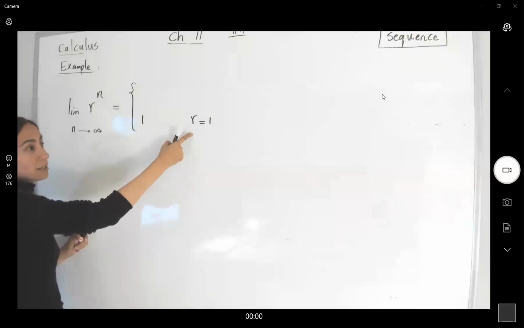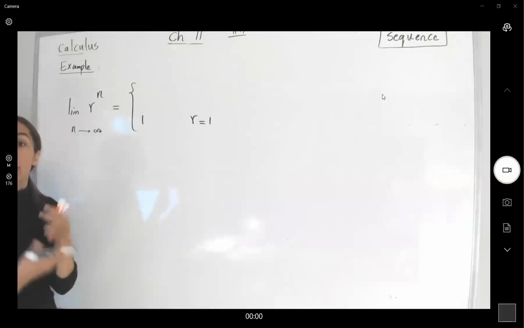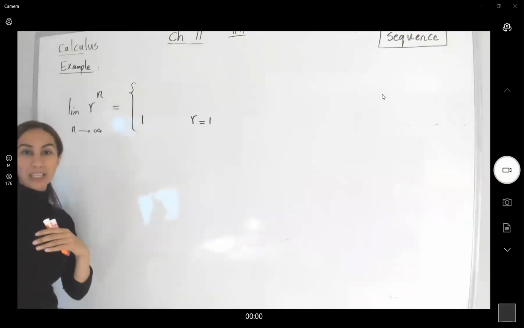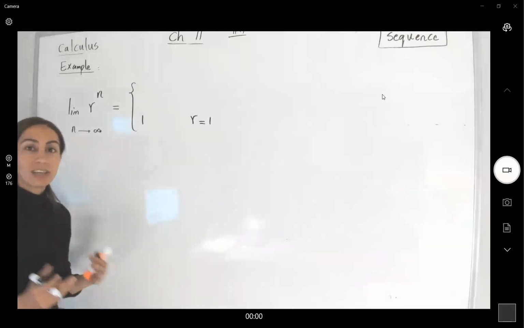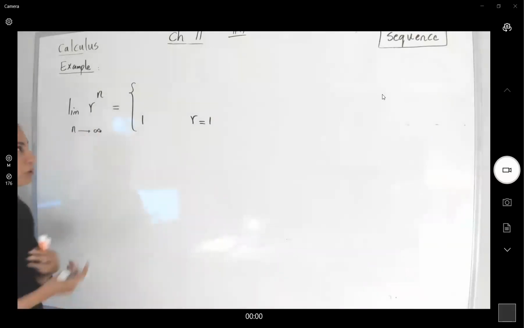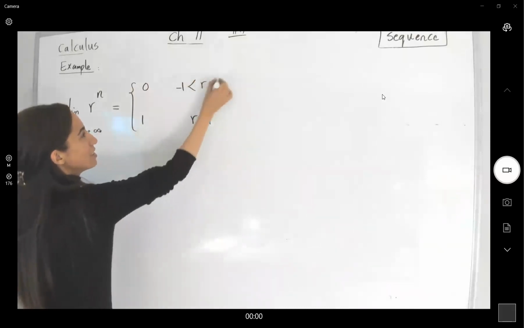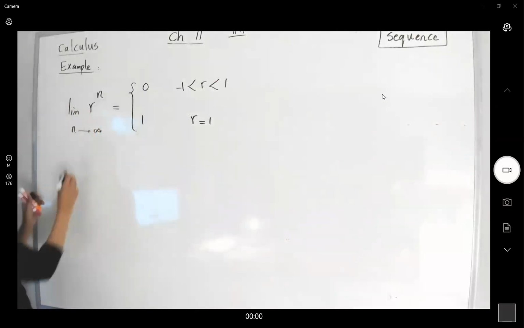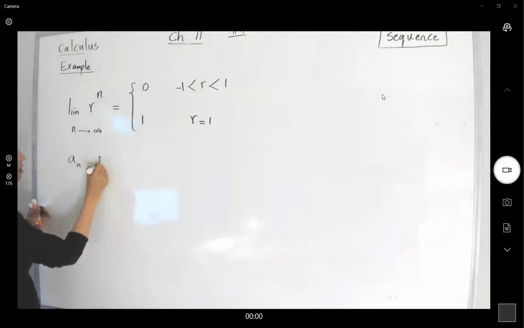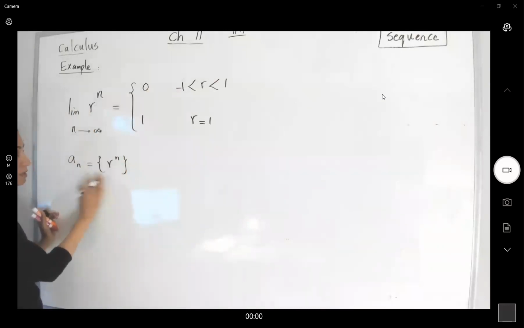If r is less than 1 and greater than -1, it means that if you have a half, a third, negative a fifth, a fourth, and so on, you get a fraction raised to infinity, and that fraction is sandwiched between -1 and 1. It's a small fraction, so the limit is going to be 0. Again, we have a convergent sequence. So when you have a sequence a sub n equals r to the n, this is the behavior that we expect from this sequence.